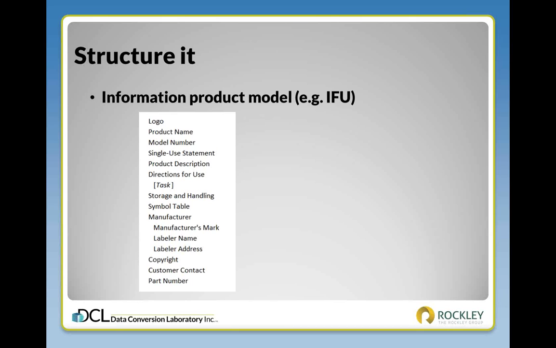So we could have a product name. That would be a fairly small granular object. The model number would also be a small, granular object. We might have the single-use statement, a product description. There might be the actual directions for use, which is typically a task. We would have the storage and handling. We would have the symbol table. We would have all the information about the manufacturer, the copyright, the customer contact, a part number that would go on this IFU. Next slide, please.